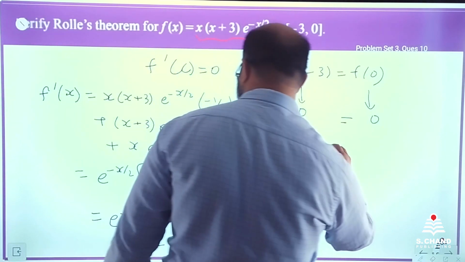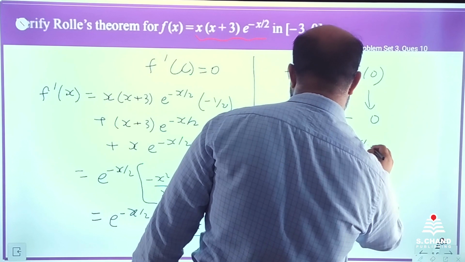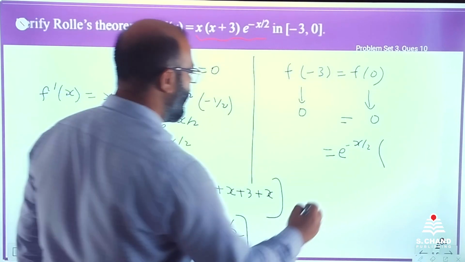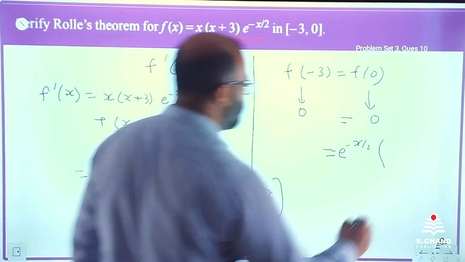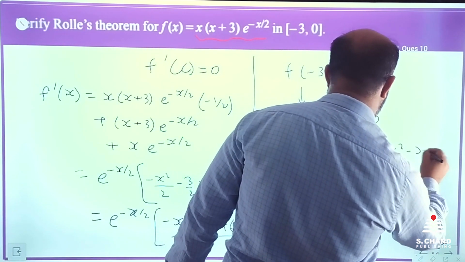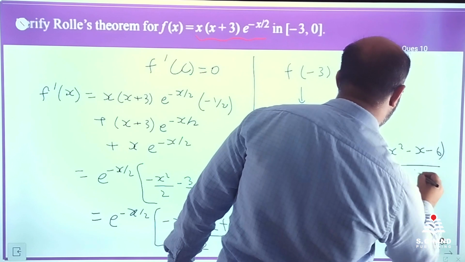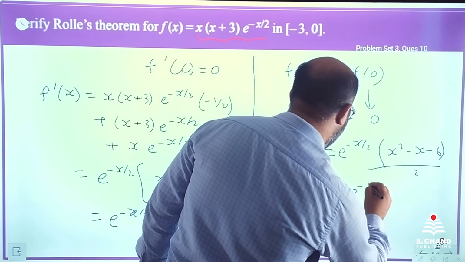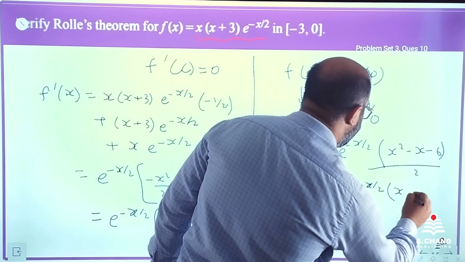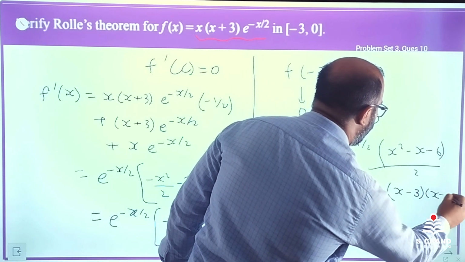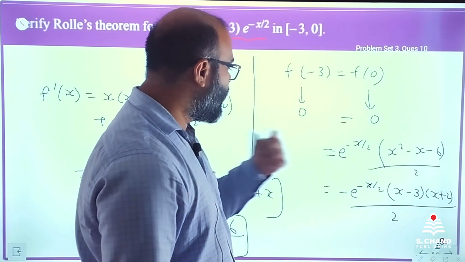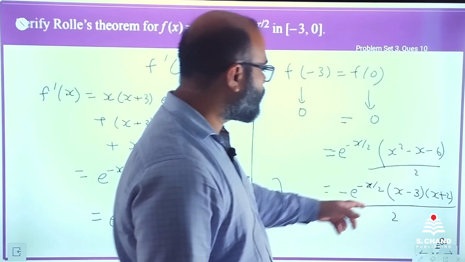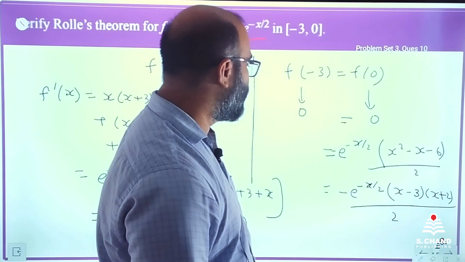So this can be written as e to the power minus x by 2, and this minus you can take outside, and you can say that this is x square minus x minus 6 upon 2. So this is minus e to the power minus x by 2 into (x minus 3) into (x plus 2) by 2, like this. So this is how we can write the derivative. As you expand, you can see that you will get the same terms.